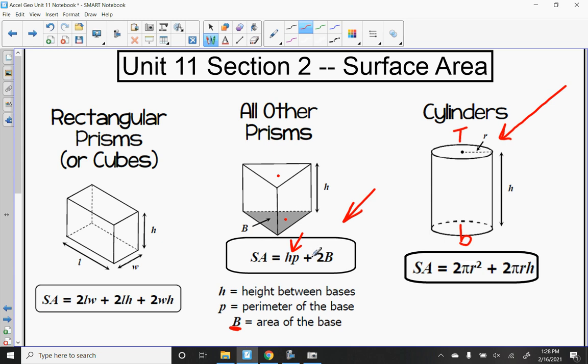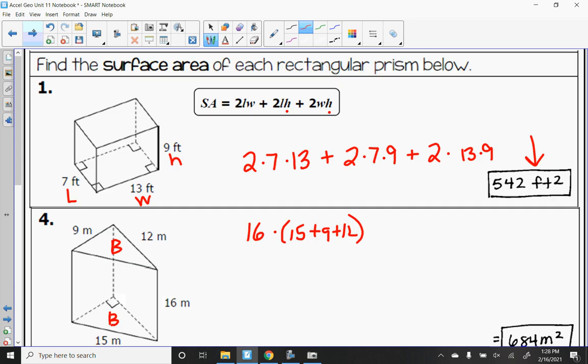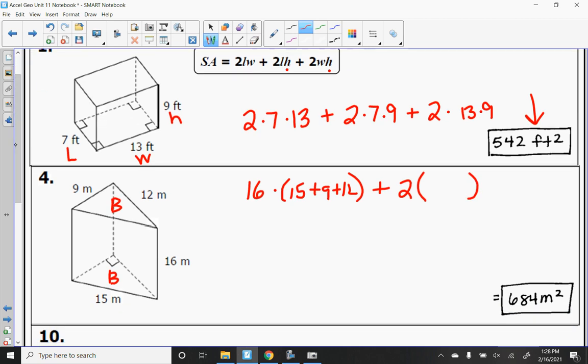Now I'm going to say plus 2 times the area of the base. Now the base is a triangle, and the area of the triangle is height times base divided by 2. So look at this base.